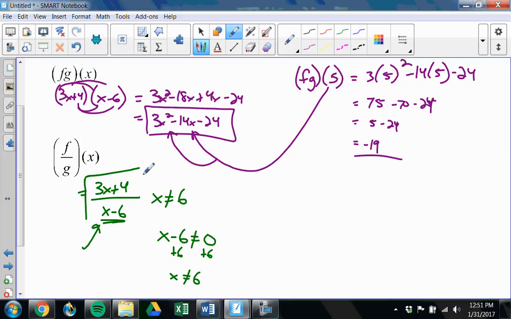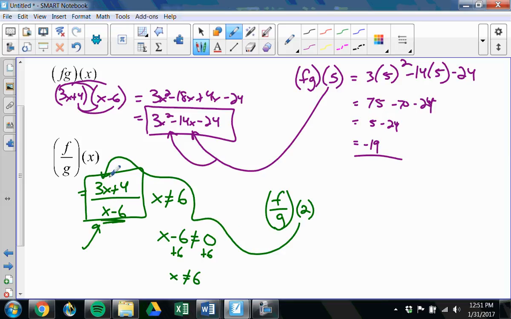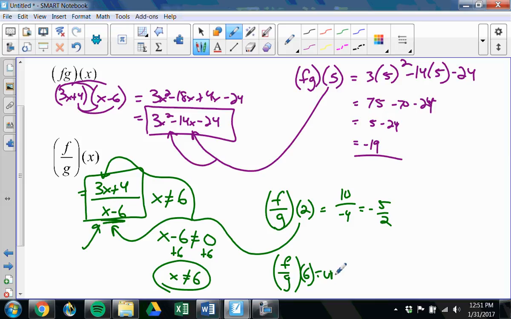But other than that, with division, you just do what we did last chapter, where factors simplify, cancel whenever you can. Maybe you'll need common denominators if you're adding and subtracting at some point, but you do the division. So if I wanted to find f over g of 2, just plug a 2 in there, and there. It'd be 10 over negative 4, which is negative 5 over 2. If I wanted to find f over g of 6, well, I can't, because 6 can't work. That would be undefined. You'd be dividing by 0.